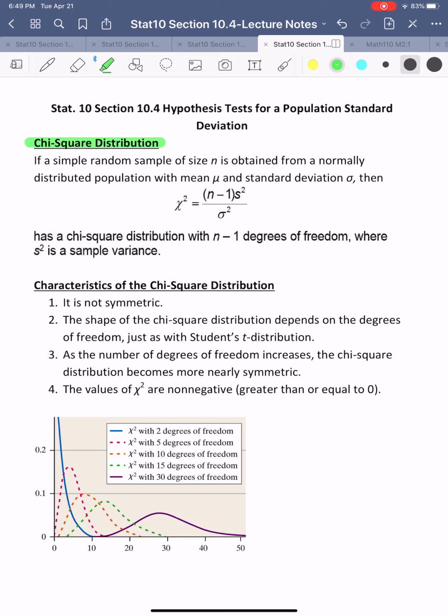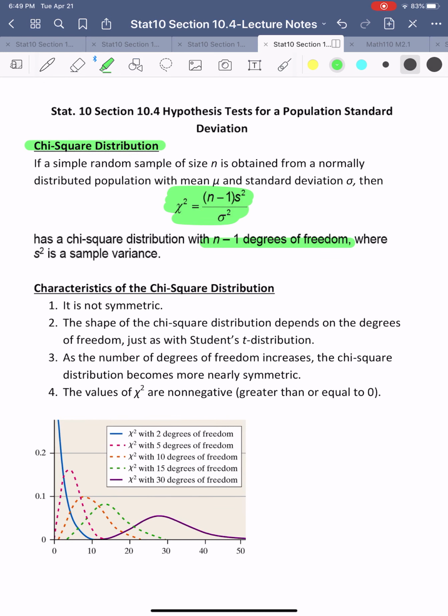This is how you can get the chi-square with the degrees of freedom. Reviewing the characteristics of the chi-square from chapter 9: it is not symmetric, as you notice in the picture. The shape of the chi-square distribution depends on the degrees of freedom, just as with the student t distribution. As the number of degrees of freedom increases, like 30 here, the chi-square distribution becomes more nearly symmetric, which is what they show in this graph.